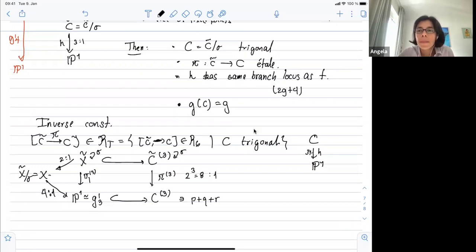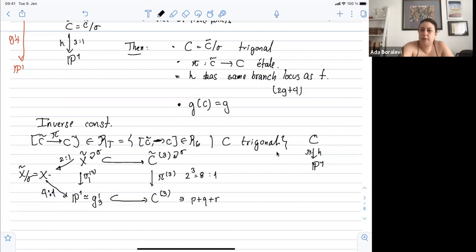Yes, Angela, and I think there are also some problems if the tetragonal series is not simple. So the 4-to-1 cover factorizes as 2-to-1, 2-to-1. I think that the trigonal construction does not work there.